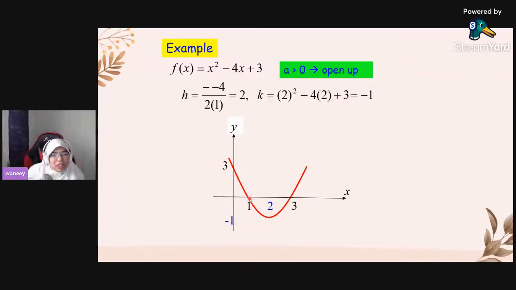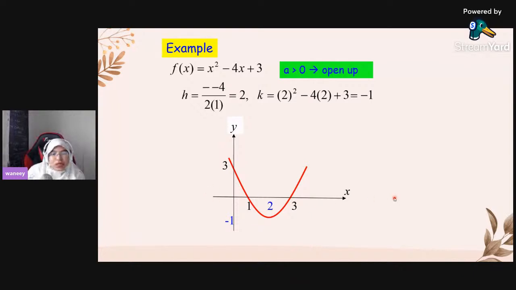And then macam mana nak tahu nilai 1 dengan 3 ni, kita akan guna EQN lah. Ataupun kalau boleh factorize completely. Kalau rasa macam payah sikit, kita guna je EQN. Pastikan dapat dua nilai, 1 dengan 3. And then how do you get this value over here? You are going to substitute x equal to 0.